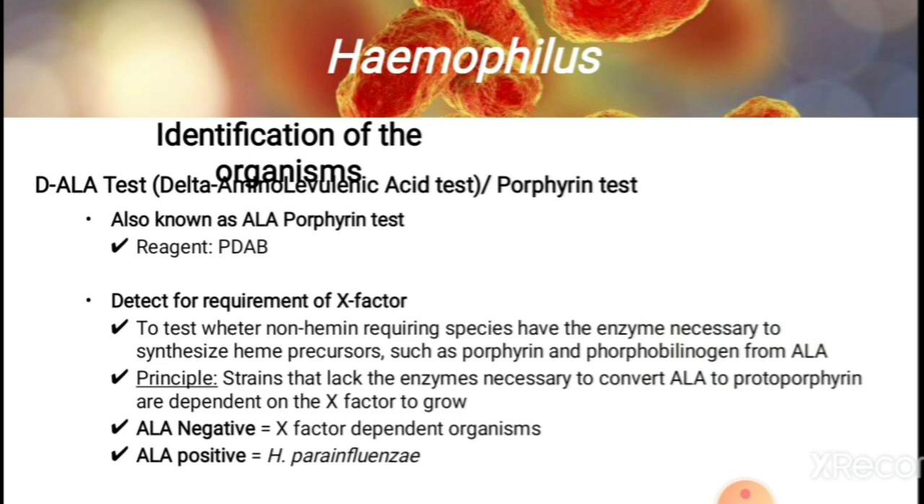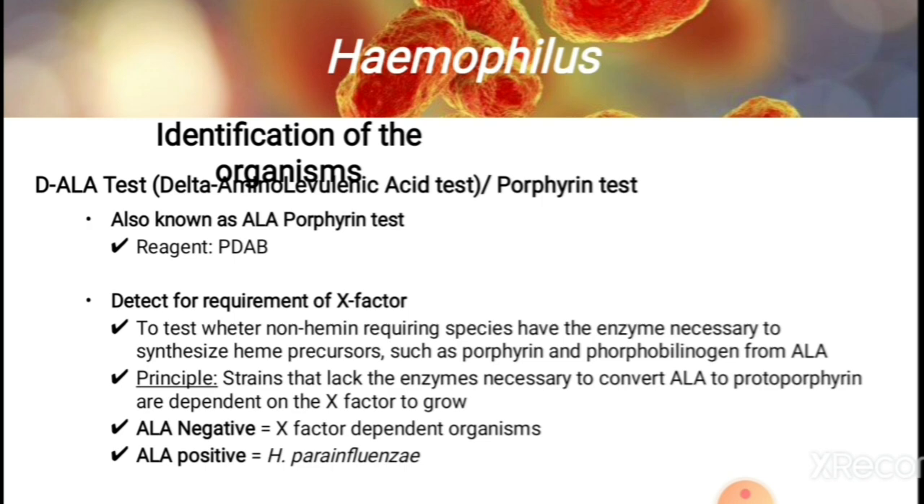So in order to detect the requirement of X factor, we have to test whether non-hemin requiring species have the enzyme necessary to synthesize heme precursors such as porphyrin and porphobilinogen from aminolevulinic acid. So the principle: strains that lack the enzymes necessary to convert ALA to protoporphyrin are dependent on the X factor to grow. Our Haemophilus parainfluenzae is ALA positive because it converts ALA to porphobilinogen and porphyrin to hemin, or our X factor.